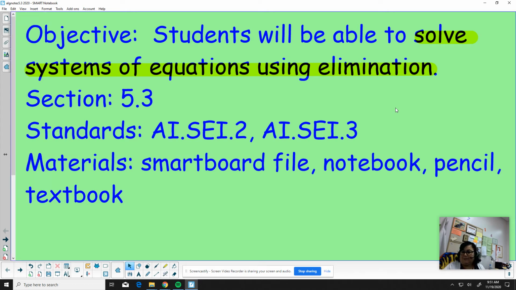Hi guys, we're going to talk about section 5.3 today, which is called solving linear systems through elimination. So far we've learned to solve systems through graphing and through substitution. And today is the last way, solving through elimination. So here we go.